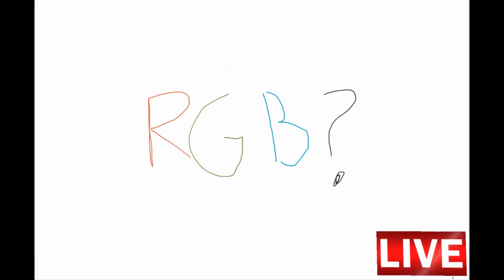Colors? Well, RGB colors. RGB. What do they stand for? R stands for red. G stands for green, while B stands for blue. These are their colors.